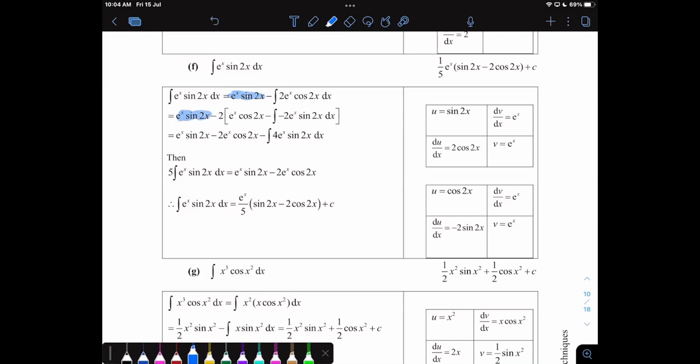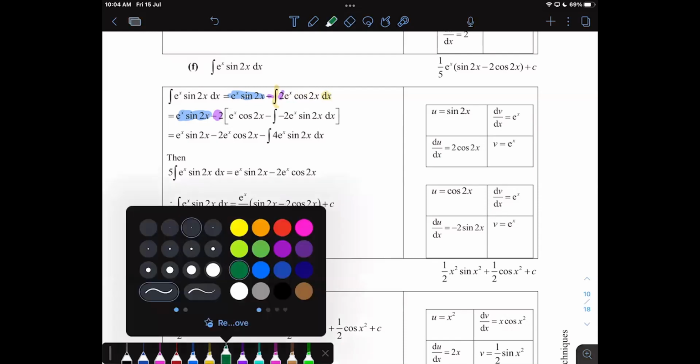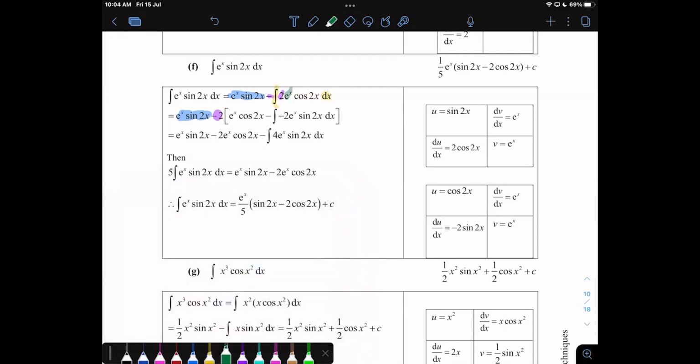Leave this alone. Then here you got a minus 2. You just factor it out. Then now you want to focus on the integral of e power x times cosine 2x dx. So maybe I should change the color a little bit. Or maybe I'll use green for e power x and light blue for cosine 2x.